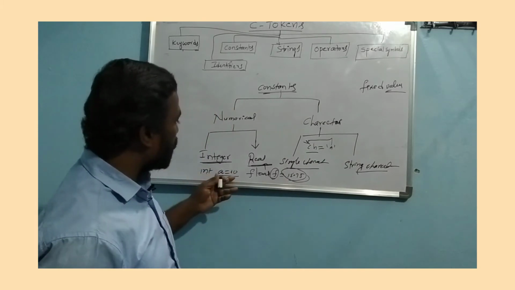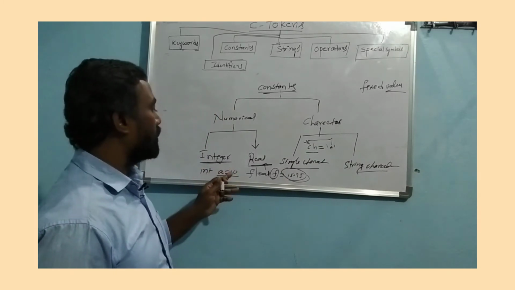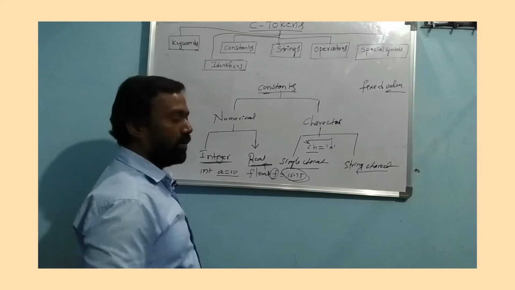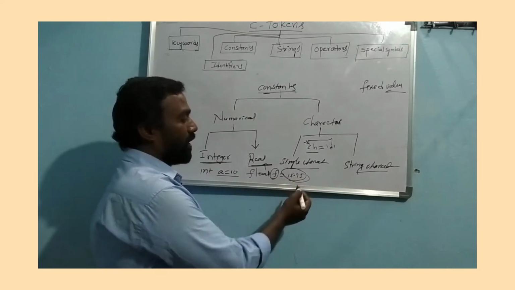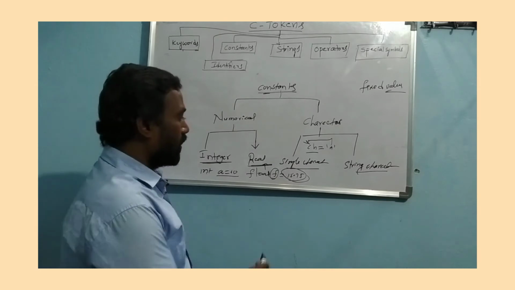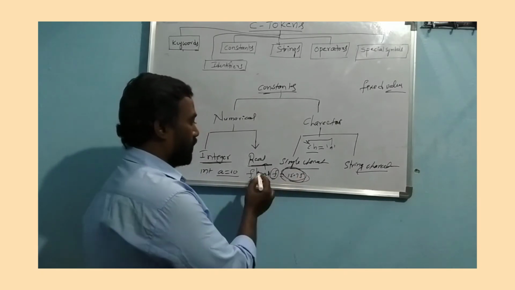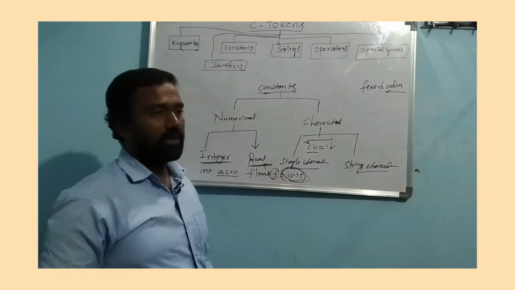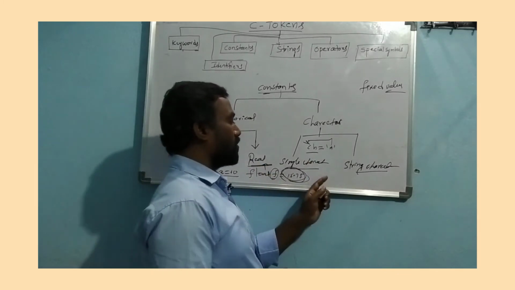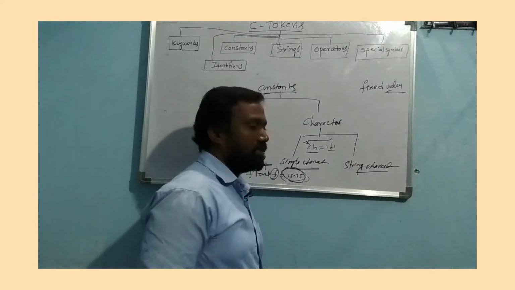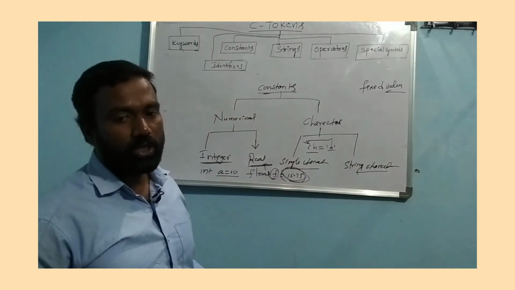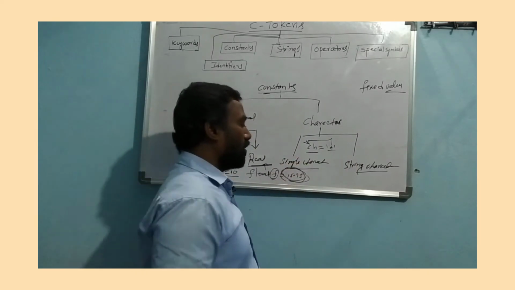Here also a equal to 10. This value is fixed, that is the value 10. Here f equal to 15.75 is also fixed and cannot be changed, but it contains decimal points. That's why we say these are real numerical constants. Character constants mean the character indicated within the single quotation mark is called a character constant.